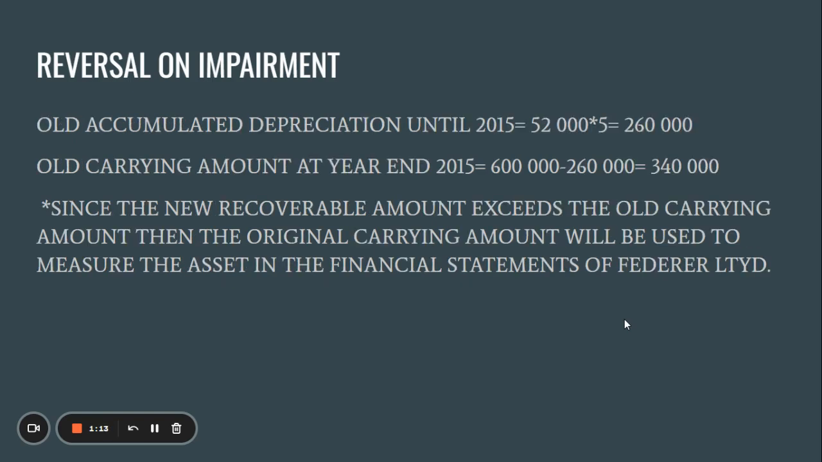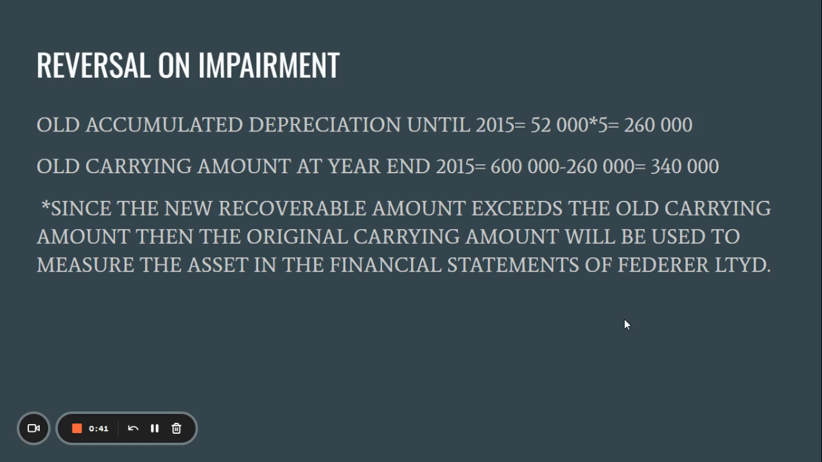But the extent of the impairment reversal will be determined by the original depreciation policy in Federal Limited. If the new recoverable amount is below it, then we will increase it to the extent of the new recoverable amount. But if it's below the carrying amount, then it will be increased to the extent of the old carrying amount. So the old carrying amount would equal 340,000.